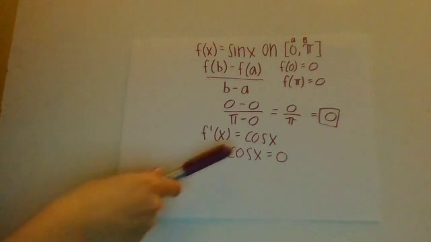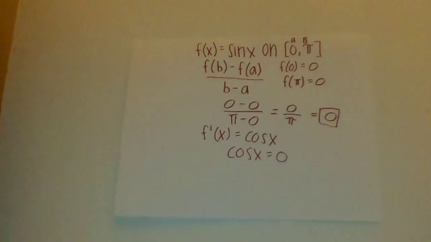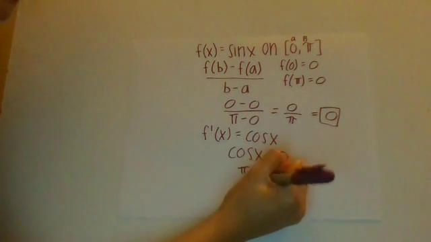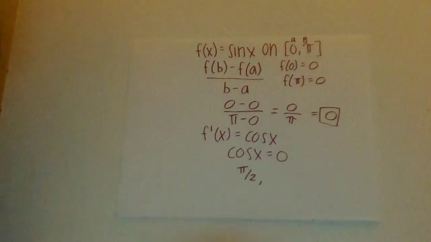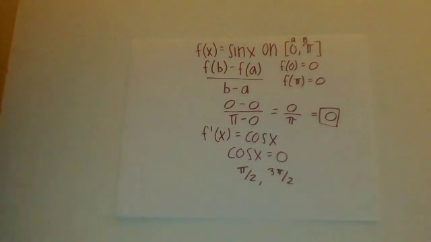And you're trying to find when cosine is going to equal 0. So that should be pi over 2 and 3 pi over 2.